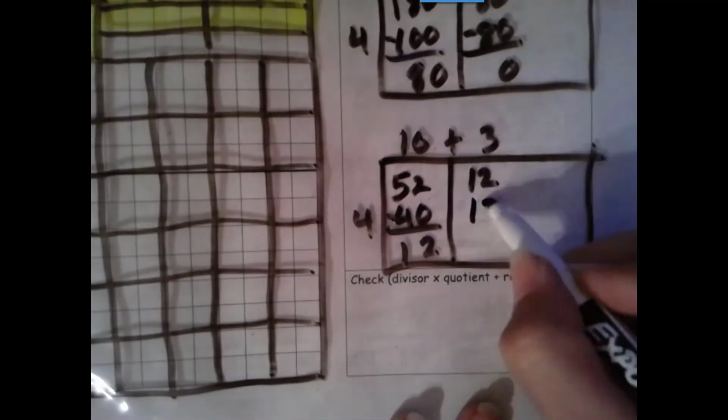And then here, 10 times 4 is 40. More on top, no need to stop. Bring my 12 up here. And 3 times 4 is 12. Numbers the same, zeros the game. Add these partial quotients together, we get 13.